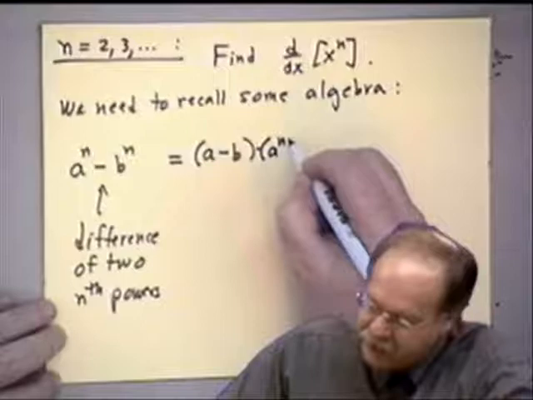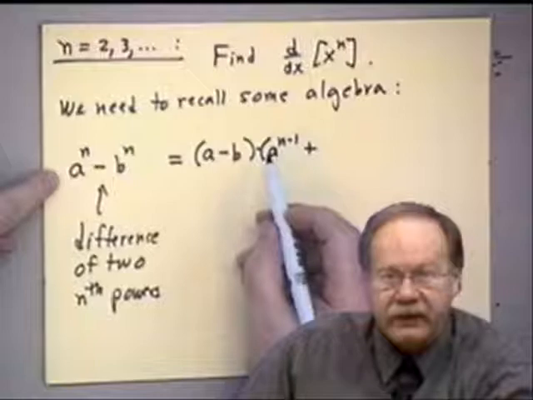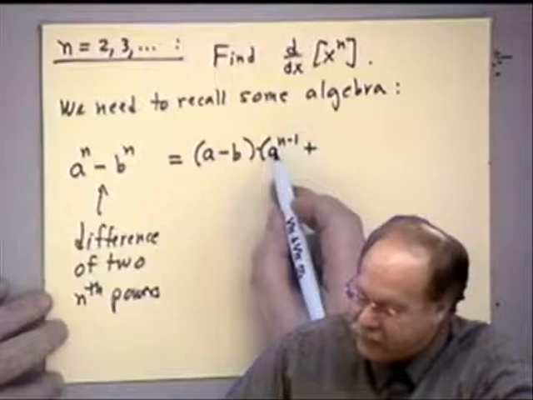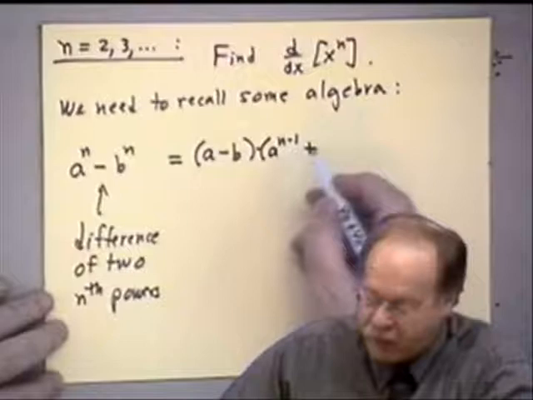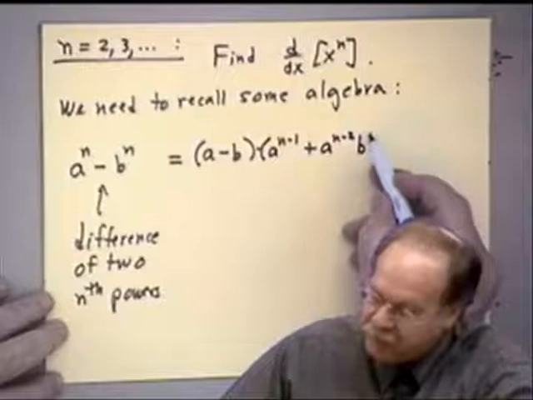It starts with a to the n minus 1, because a times a to the n minus 1 has to give you back the a to the n here. And then what happens is you take powers of a to the n minus 1, and they will then go down, and powers of b now will grow. Here, the power of b is b to the 0. Here, a to the n minus 2, the power has gone down. The b power has now gone up to 1.